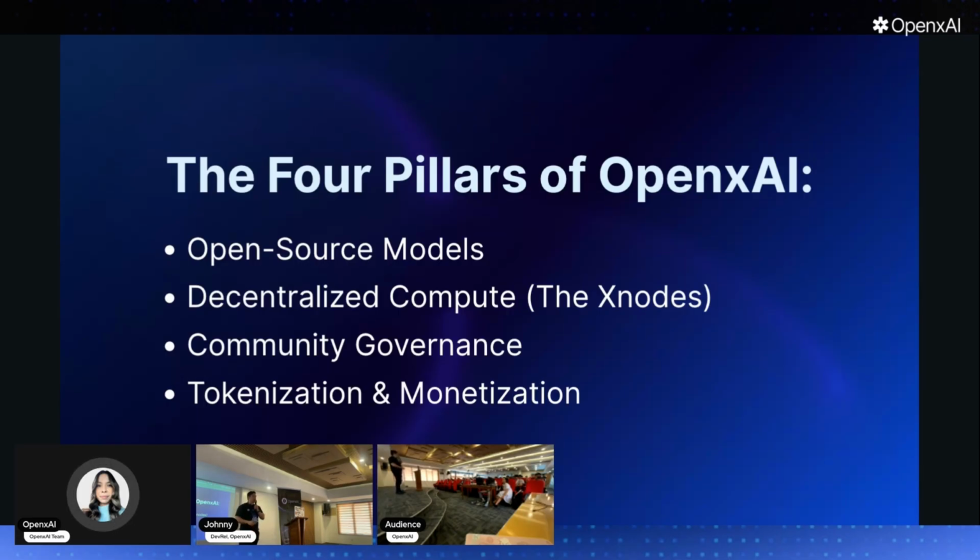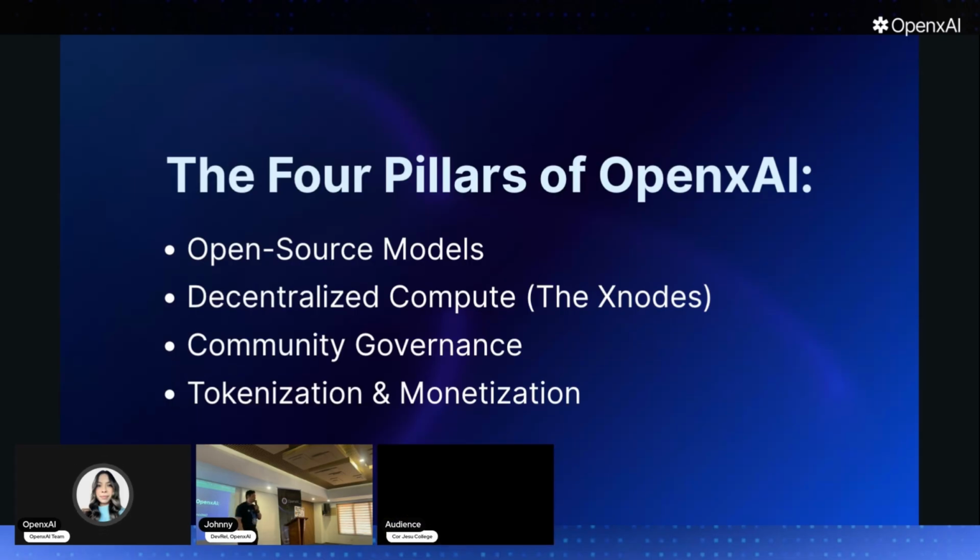The next one is Xnodes, so decentralized compute. I'll talk more about that later, but basically it's aggregating all the wholesale providers of servers, so you can get the cheapest price. One of the other things that OpenX AI does is community governance.